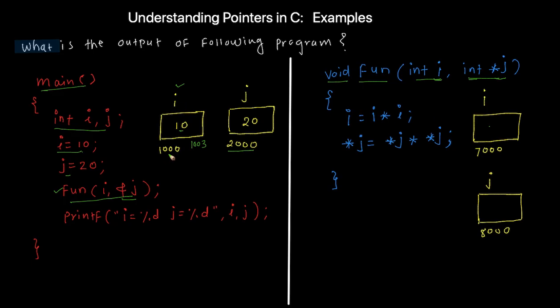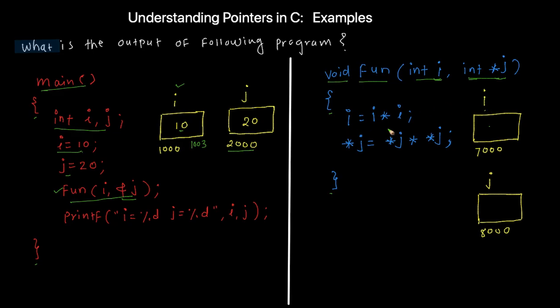This memory location is 1000. This memory location is 7000. So when I say I in the main function, I mean this I. When I say I or j within these brackets in this scope, I mean this I and this j. This is the local scope and global scope. So these I and j are local to main. These I and j are local to function fun. Though the names are the same, they are different variables.